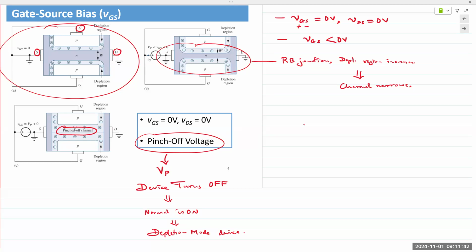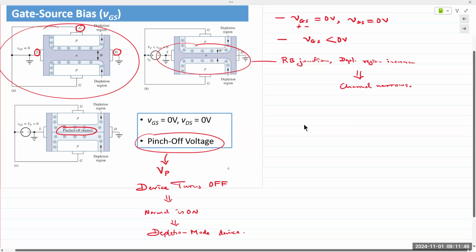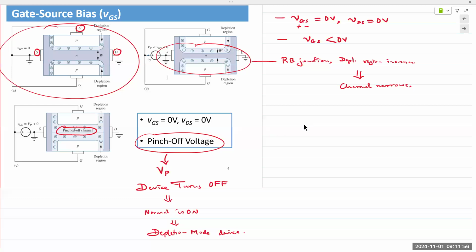Well, if you apply a negative voltage at the gate, we saw that the P and N junctions are reverse biased. And because they are reverse biased, the depletion region increases. And because the depletion region increases, the channel starts to narrow. Eventually, at one point, both the depletion regions end up meeting together. The channel pinches off, and we say the device is turned off. The level of VGS where the channel pinches off is known as the pinch-off voltage, VP.